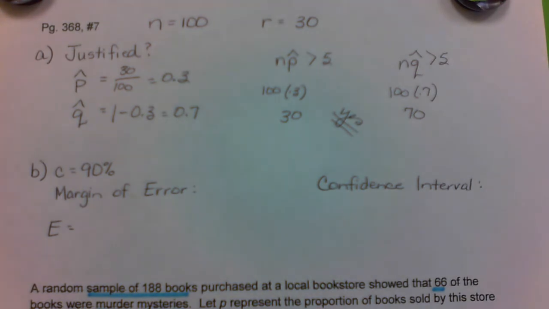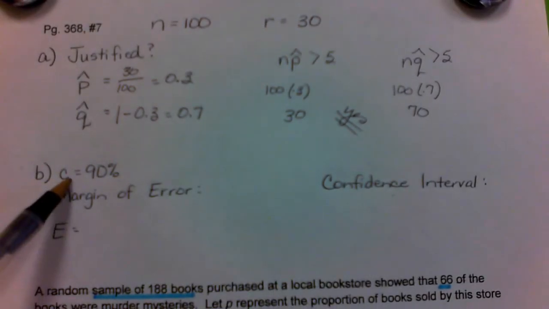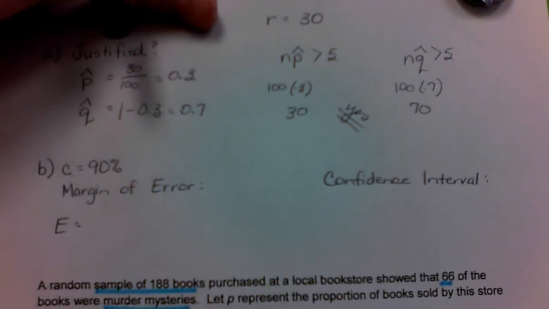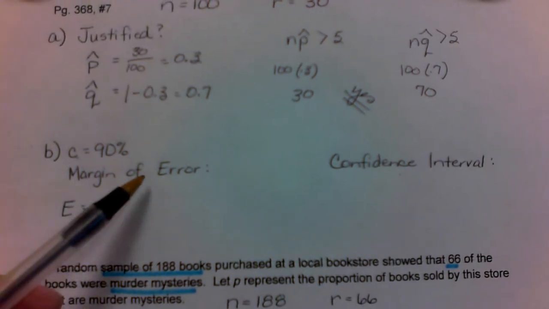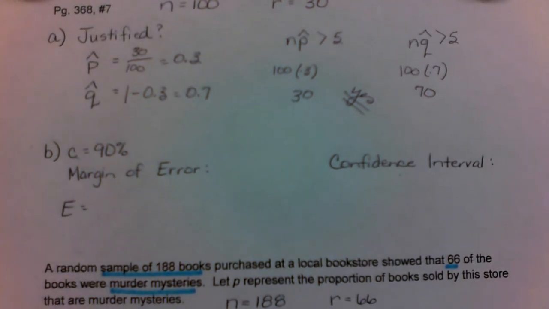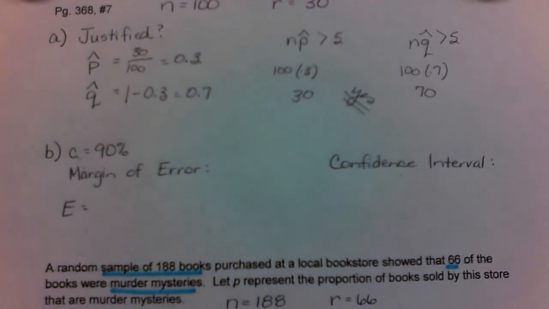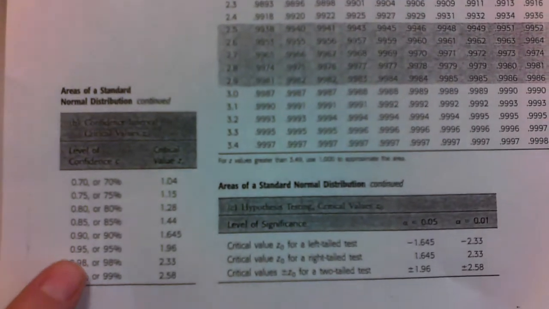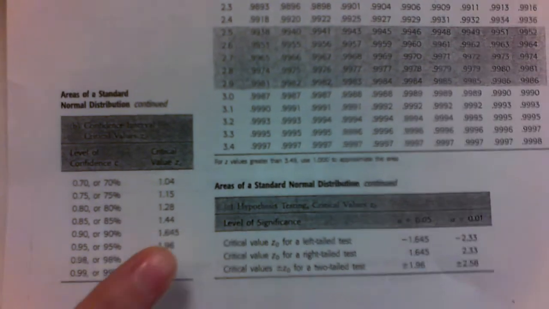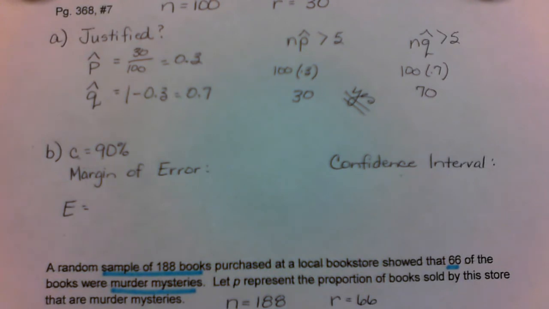All right, part B reads, find a 90% confidence interval for the population proportion of successes p. So I want a confidence interval that's 90%, but before I can get to the confidence interval, I have to calculate the margin of error. So my margin of error will use z sub c. So I go to my table, 90%, 1.645.